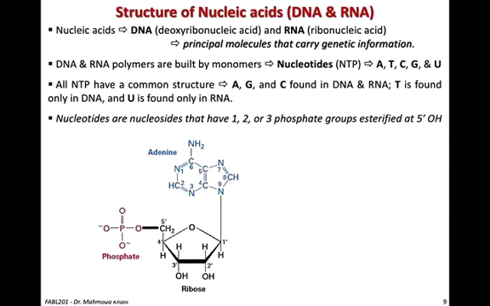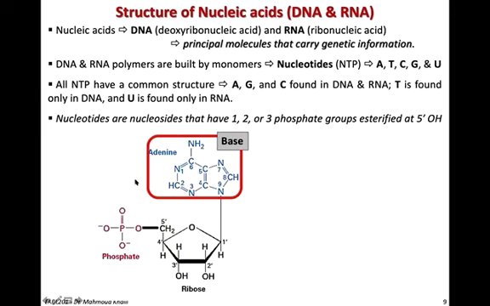Looking closely into the structure of nucleic acid, basically both of them are similar, but have some slight differences. Both of them are built of nucleotides, either adenine, thymine, cytosine, guanine, or uracil. All nucleotides have a common structure. The A, G, C are found in DNA and RNA, while T is only found in DNA and uracil is found only in RNA. So nucleotides actually are nucleosides that have either 1, 2, or 3 phosphate groups linked to a 5' hydroxyl group. And you can see from the diagram how the nucleotide is formed.